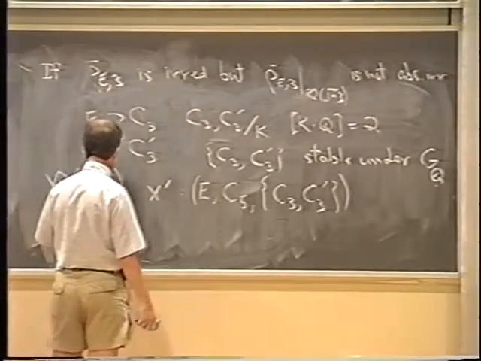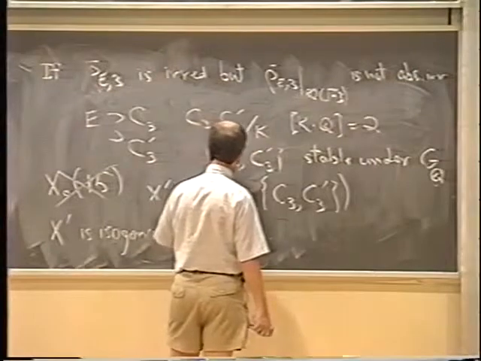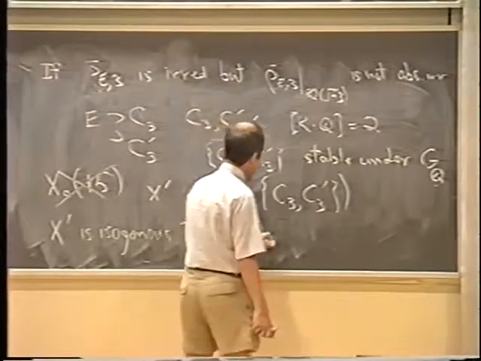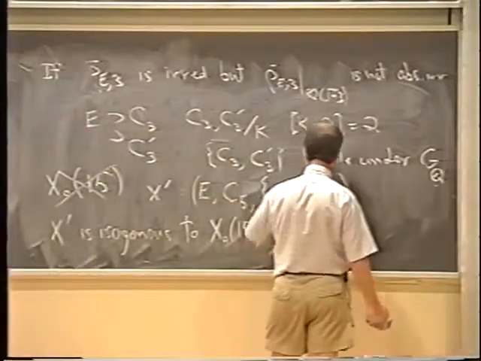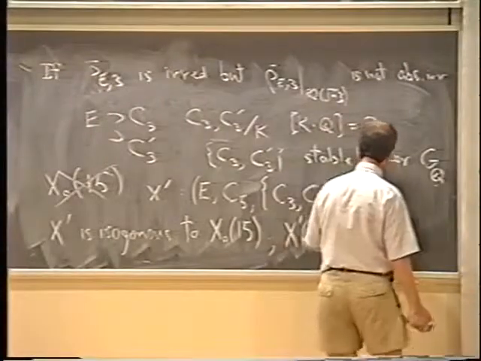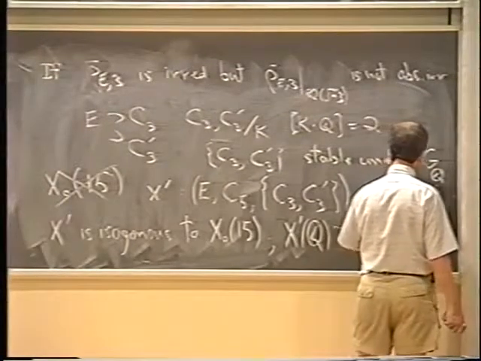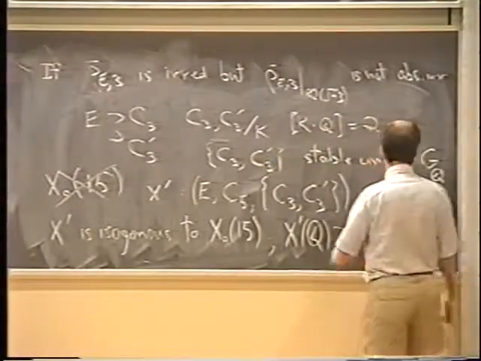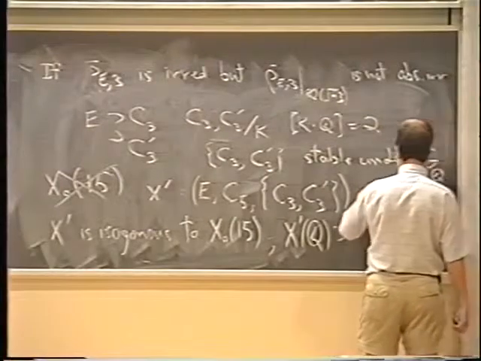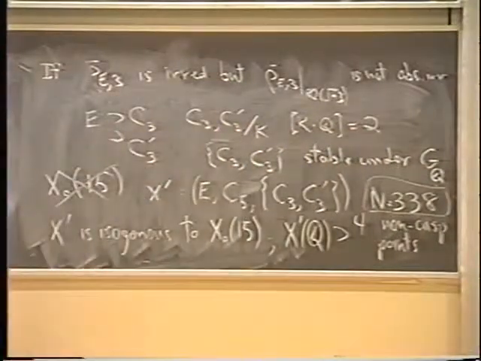X prime is isogenous to X naught of 15. So it also has 4 rational points which are not cusps, and 4 cusp points. And so again, to check these possible counterexamples, you have to look in the tables. You find them under conductor 338. And so you find curves there which you can verify have the right level 3 and level 5 structure. And of course, this is what you need to prove part 1.